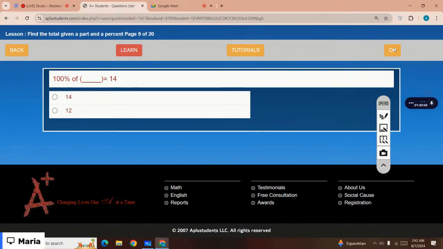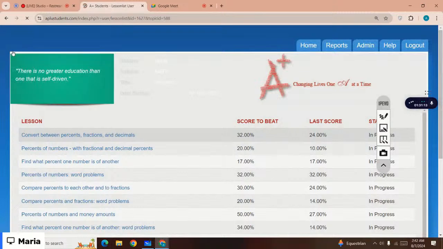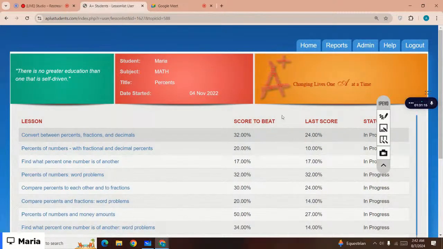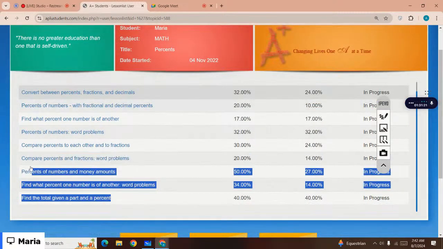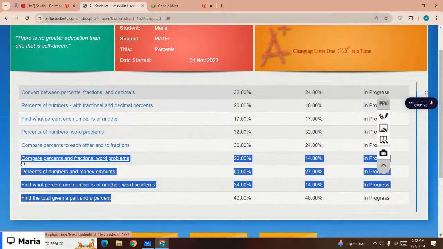100% of what number is 14? 100% of 14 is 14, right? Okay, we are done with the lesson. So we were working on grade 6 math. The chapter we were working on is percents, and the lessons we have covered today are percents and fractions, word problems, percents of numbers and money amounts.